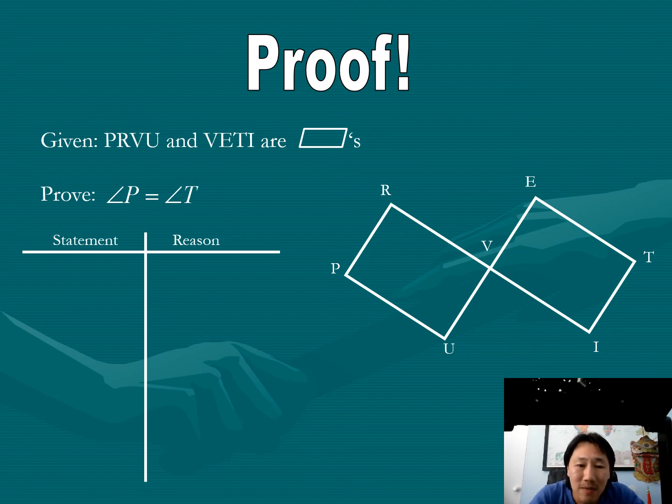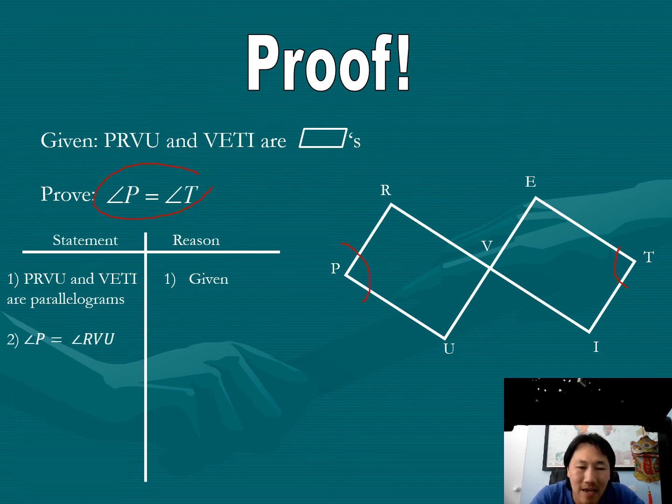All right, we're going to somehow use some of those rules to show that angle P is equal to angle T. All right, let's strategize and see how we're going to do that. All right, the first thing you always do, you know, PRVU and VETI are parallelograms. That's just given, nice and easy. What can we do next?